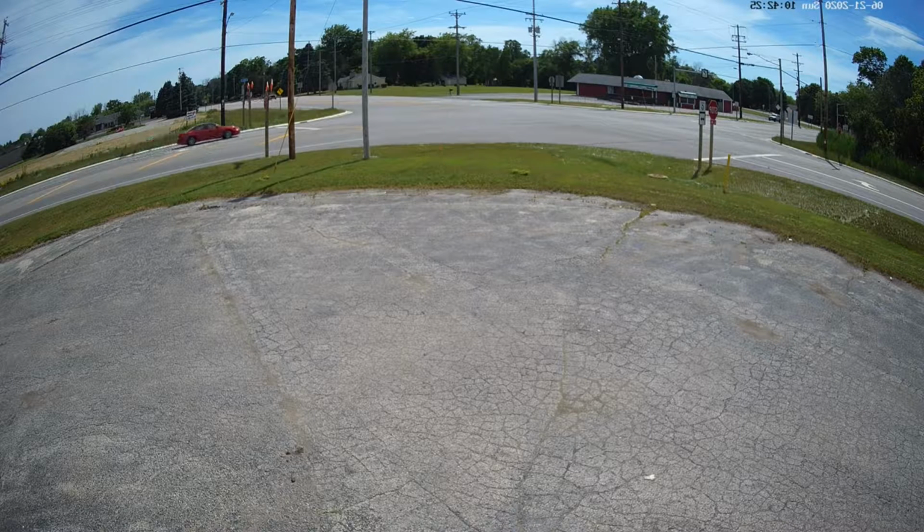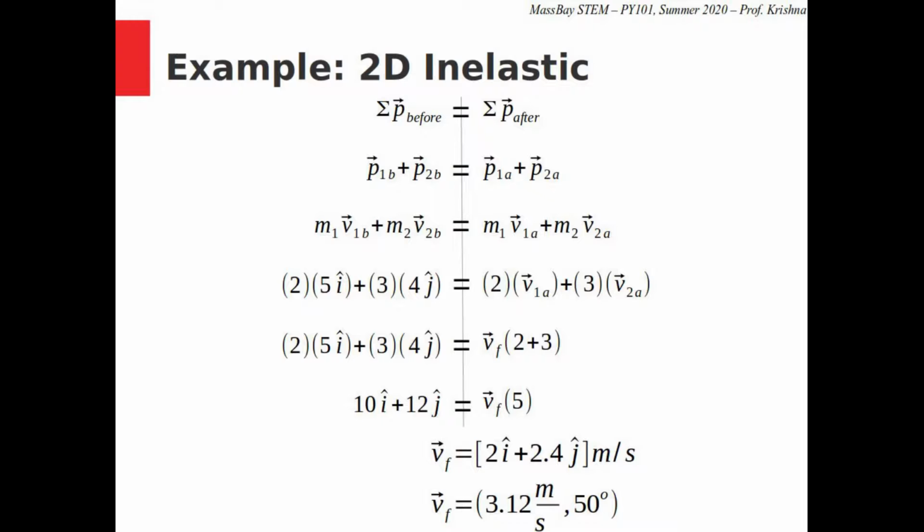Next, a slightly more complex variant. Suppose the 2 kilogram object had been moving the same as before, but the 3 kilogram object had been moving upwards at 4 meters per second. That is 4j meters per second. Again, they stick together in an inelastic collision and fly off at an oblique angle. What would their final velocity be?